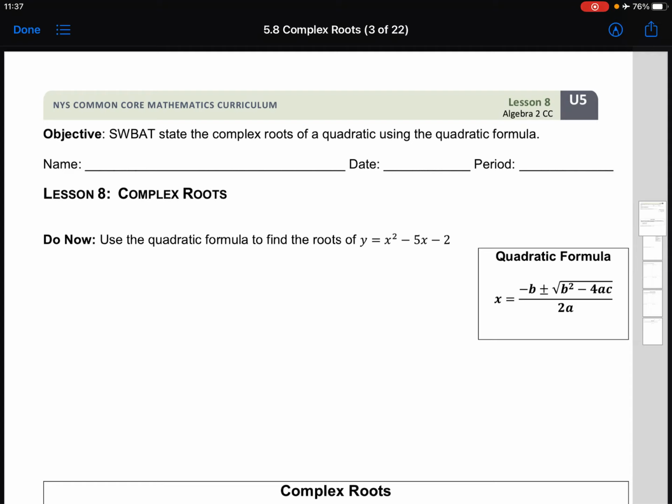So I want you to pause the video and try the do now on your own. The quadratic formula is given to you and try it. So it says use the quadratic formula to find the roots.